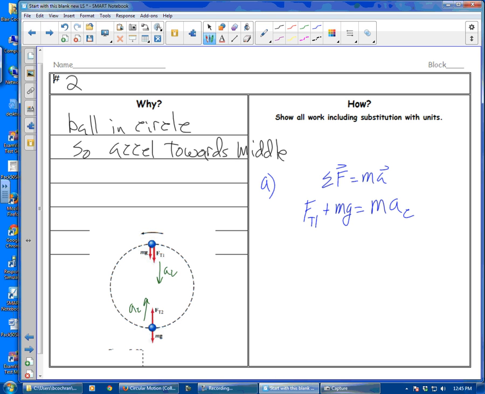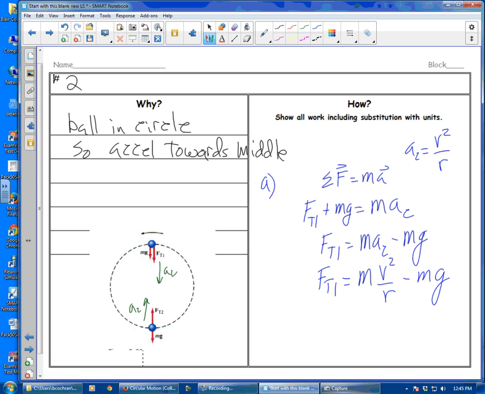So I'm looking for FT1, so it's a good idea mathematically to get it by itself. I'm going to have MAC minus MG. Yes, good, math-wise. Okay, so FT1 equals M. I know the velocity, I know the radius, so I'm going to use V squared over R from my equation sheet. Might not be a bad idea to write up here A sub C equals V squared over R in the equations, minus M times G. I know M, 0.3 kilograms, right? I know V, 4.1.